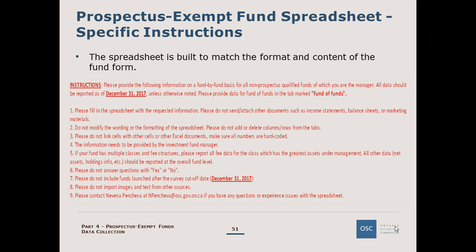Please do not modify the wording or the formatting of the spreadsheet. Please do not add or delete columns, rows, or tabs from the spreadsheet. Also, do not link cells with other cells or with other Excel documents. Just make sure that all numbers are hard-coded. Another important thing is if your fund has multiple asset classes and fee structures, please report all the fee data for the class which has the greatest assets under management. All other information should be reported at the fund level.